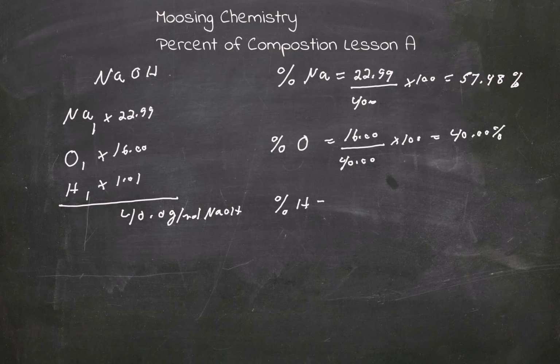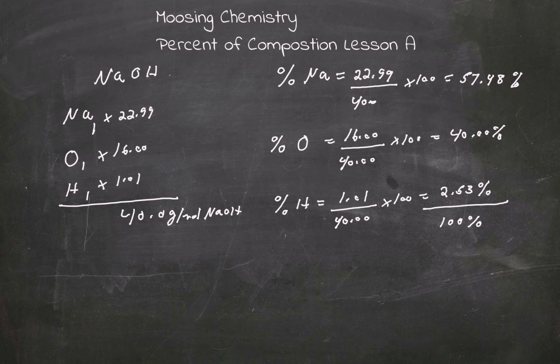Okay. And now let's look at the hydrogen. That's 1.01 divided by 40 times 100. So 1.01 divided by 40 times 100 is roughly 2.53%. All right, let's add this all up and let's see what we get. So we got 2.53 plus 40.00 plus 57.48, and we get 100%. So that works out really, really well. Okay, guys, let's try one more problem.